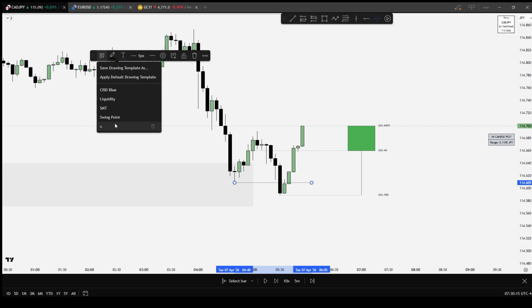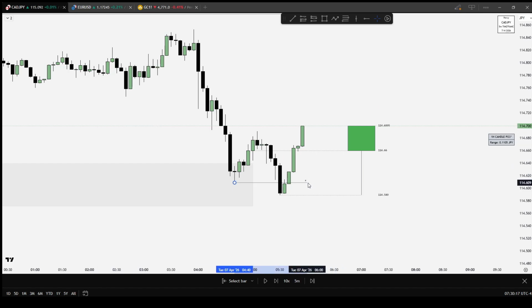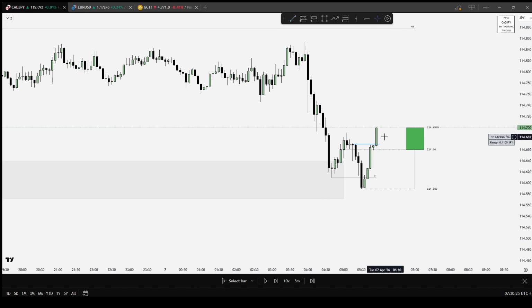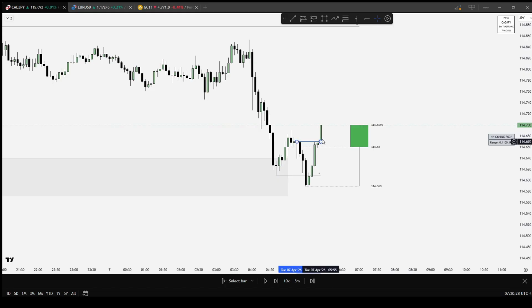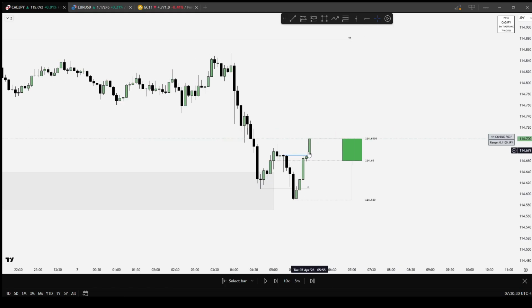So this is the closure, right? This close like this, and this is the change in the state of delivery. I mean, I'm using the change in the state of delivery now as my entries, but this is not the entry itself. No, we wait.